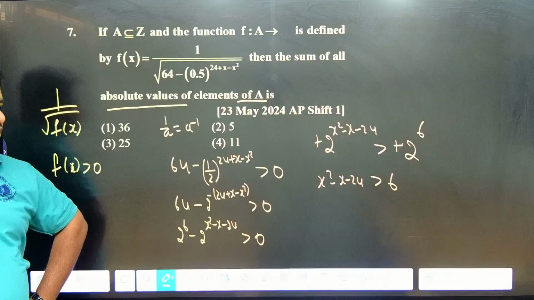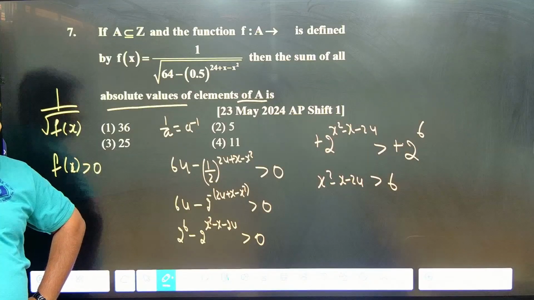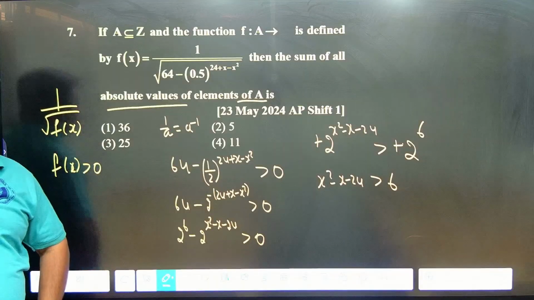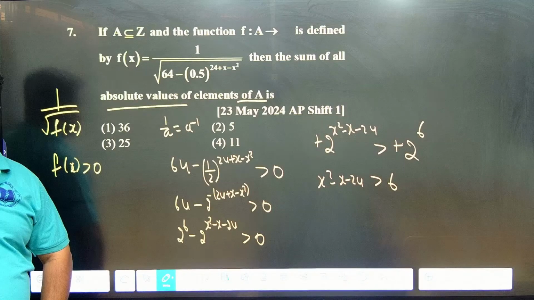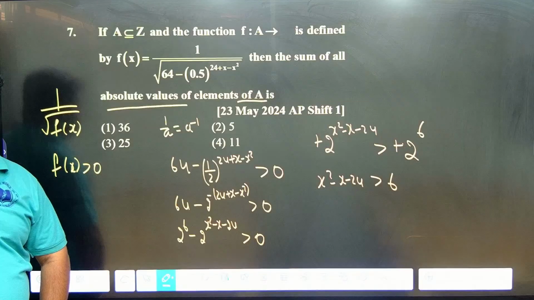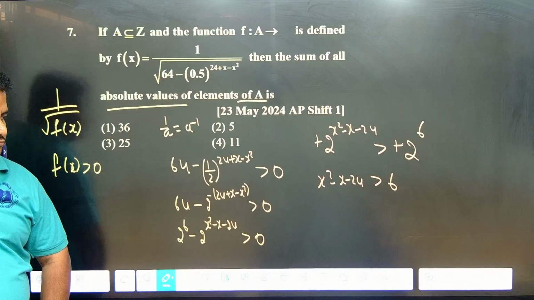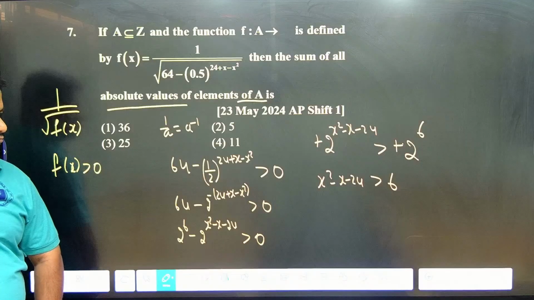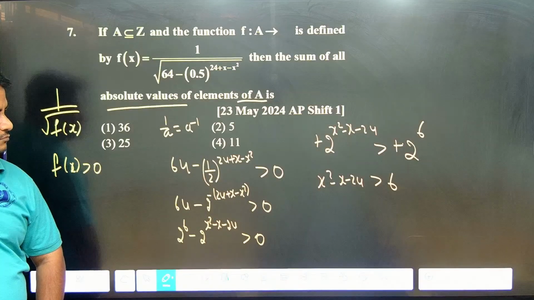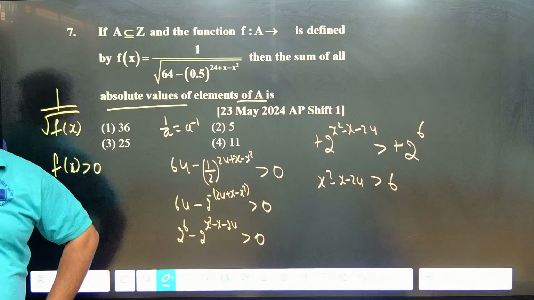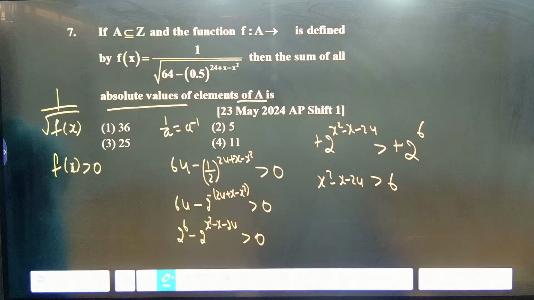This is a basic quadratic equation solution. How to solve the quadratic equation? 24 can be written as what? Just think about it. 24 can be written as what?